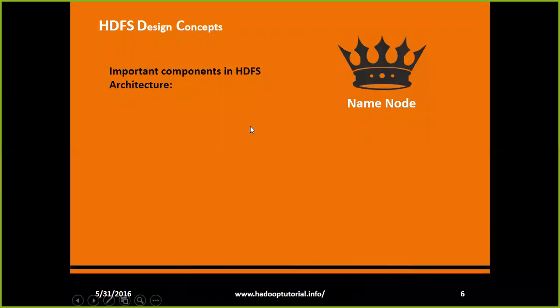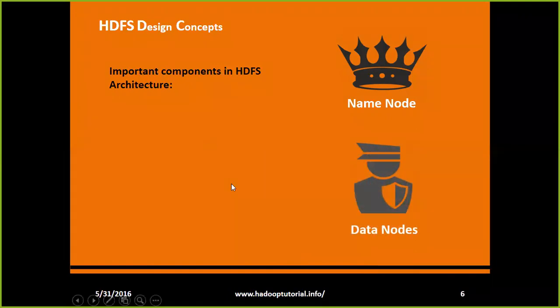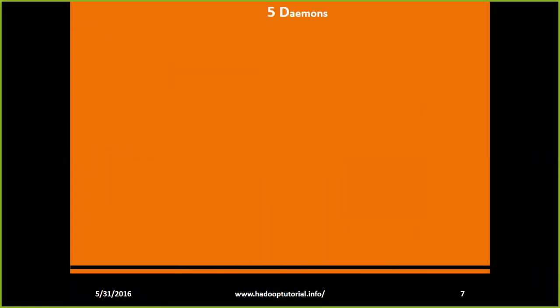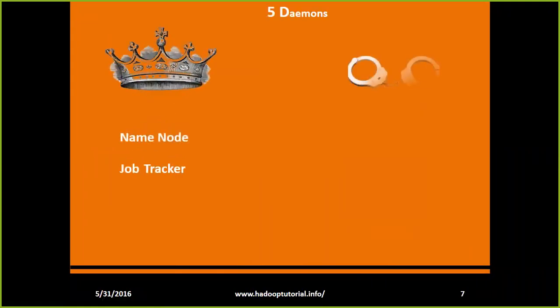Now coming to the components, we see different types of nodes. One is the edge node, which acts like a bridge between the actual end user and the HDFS cluster. Inside the HDFS cluster, the main important components are the name node and data nodes. The third important concept in the architecture is blocks.